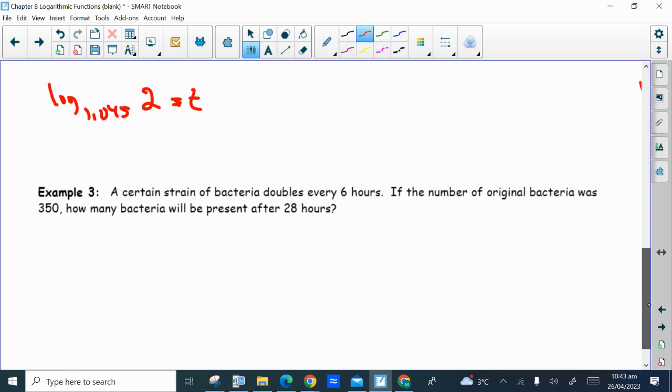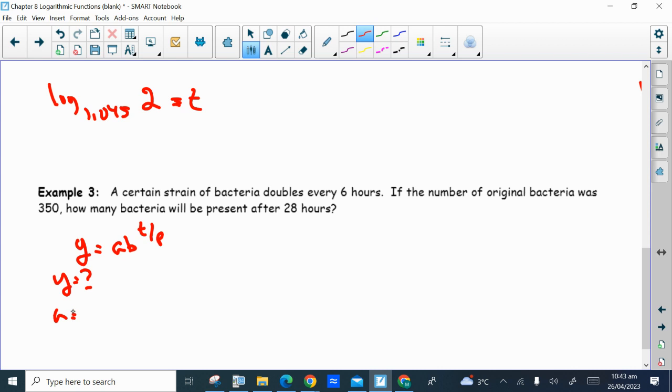Number 3, a certain strain of bacteria doubles every 6 hours. So that tells us our growth factor is 2. It's doubling. When we use our formula y equals a times b to the power t over p, b, our growth factor, will be 2. We want to know how many bacteria there were after 28 hours. So we want to know what y is. What is our final amount?